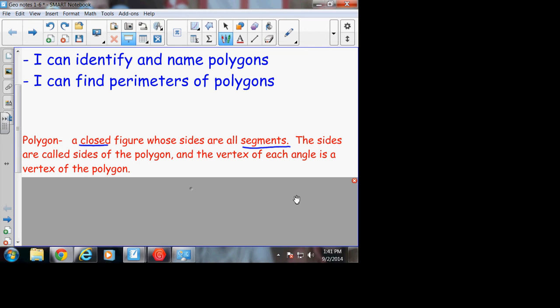Okay, so it is a line that ends at both sides. The sides are called sides. I don't know why they put that in the definition, but they do. And the vertex of each angle is a vertex of the polygon. And you'll see what I mean here in a second.